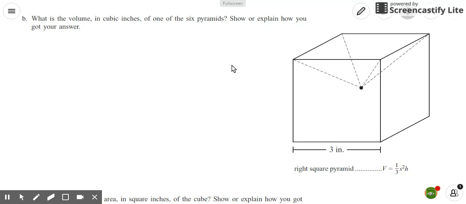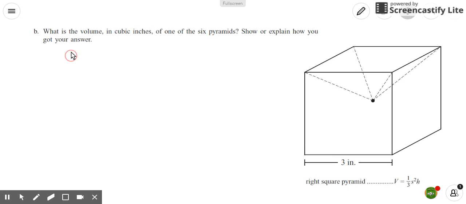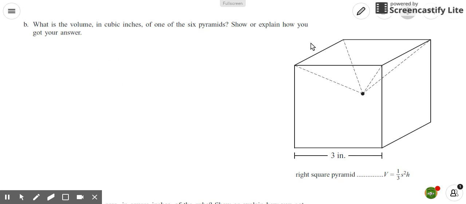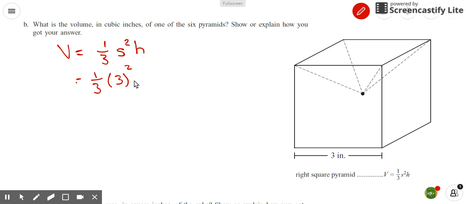Part B. What is the volume in cubic inches of one of the 6 pyramids? And again, I came down here, I found the formula for volume of a square pyramid. So V is 1/3 S squared H. And again, S is the side of the pyramid. We're told that's 3. And H is the height of the pyramid.